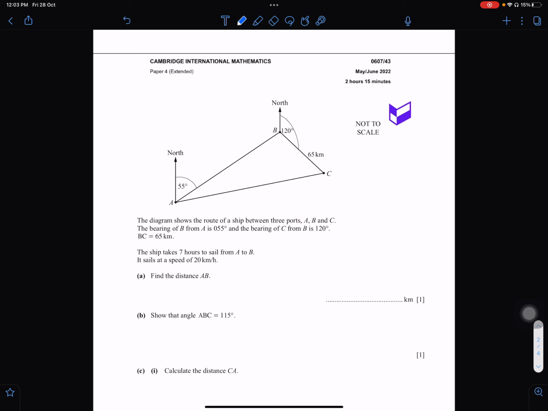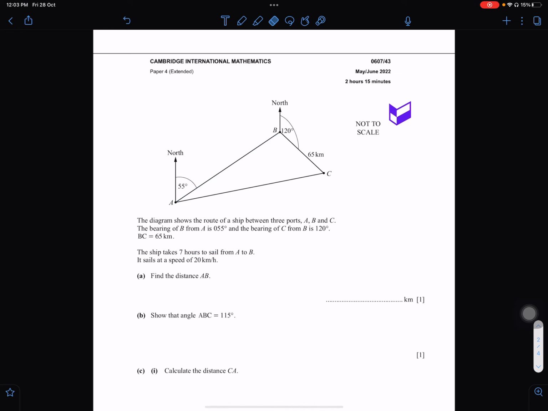The bearing of B from A is 055 degrees, that is displayed here, and the bearing of the point C from B is 120 degrees, that is also displayed here. The ship takes 7 hours to sail from A to B, so it is going to take 7 hours to cover this much distance, and it is sailing at a speed of 20 kilometers per hour. We have to find the distance AB.